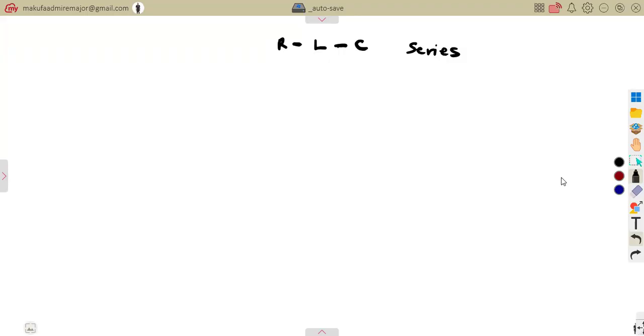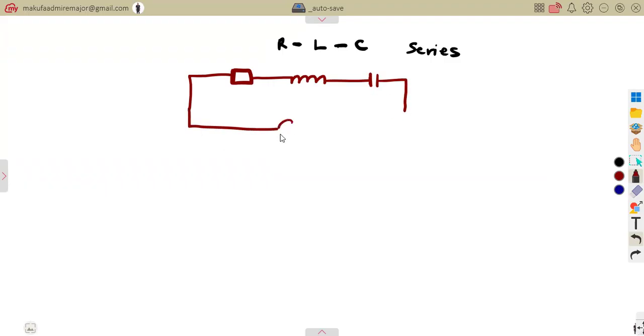When you're given an RLC circuit, you are working with a resistor, an inductor, and a capacitor. So you're given something of this nature. This is a resistor, this is an inductor, this is a capacitor, and you're given the current that is flowing. And remember, this is a series circuit where the current is actually the same.